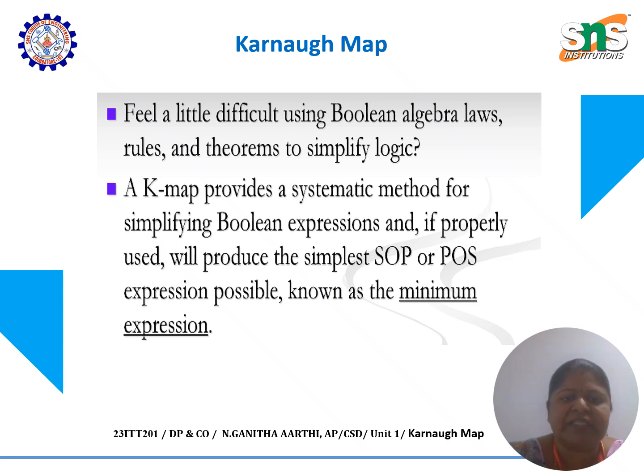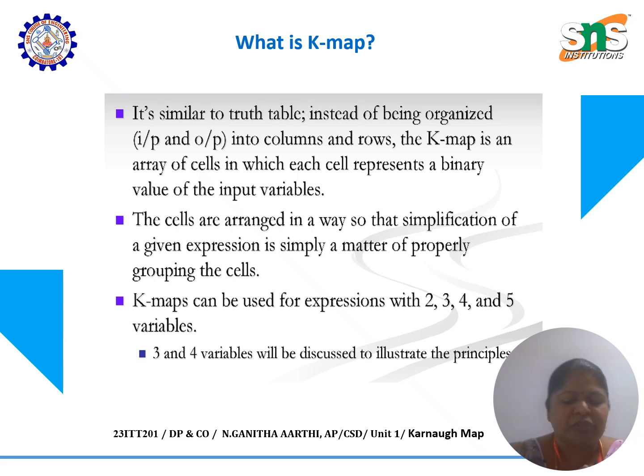It feels a little difficult using Boolean algebra laws, rules and theorems to simplify logic, and the K-map provides a systematic method for simplifying Boolean expressions. If properly used, it will produce the simplest SOP or POS expression possible, known as the minimum expression. SOP is sum of products and POS is product of sums. So it is similar to the truth table.